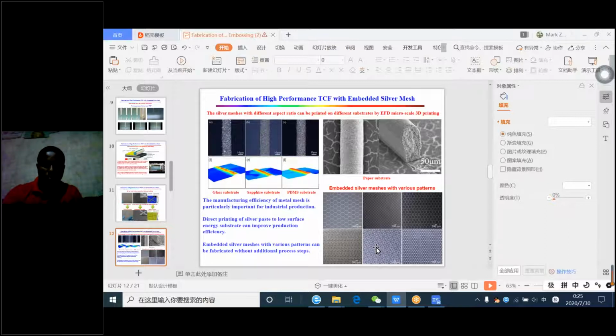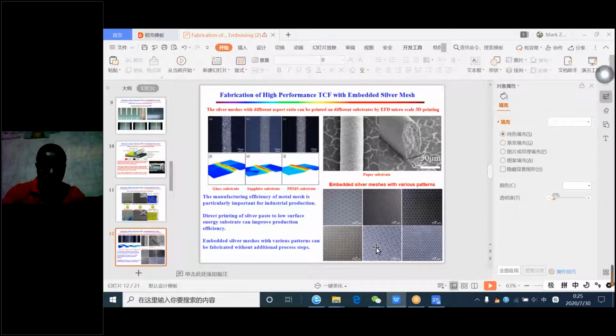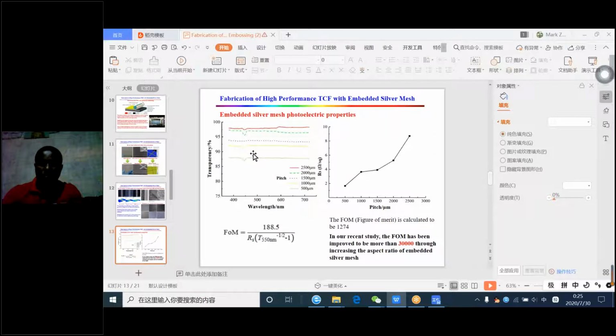As is well known, photoelectric property is the most important property in tests of TCF. These two figures mainly show the embedded silver mesh photoelectric properties. The figure of merit, FOM, is calculated to be 1274. In our recent study, the FOM has been improved to more than 30,000 through increasing the aspect ratio of the embedded silver mesh.